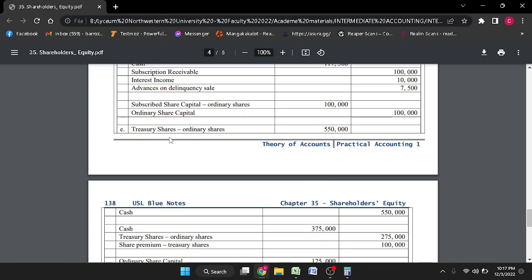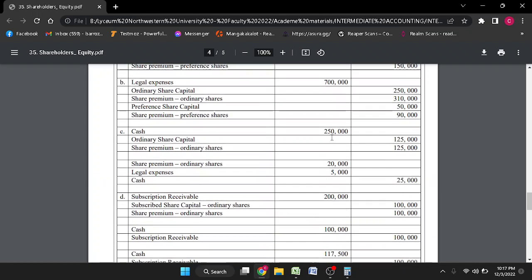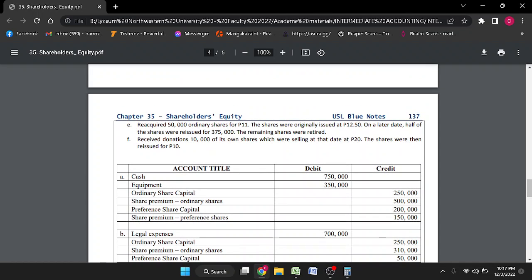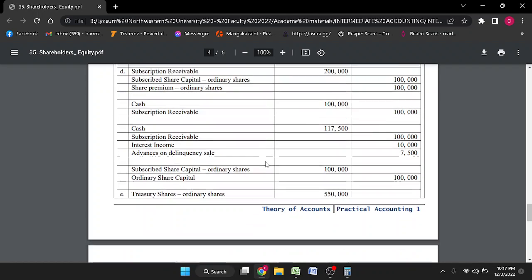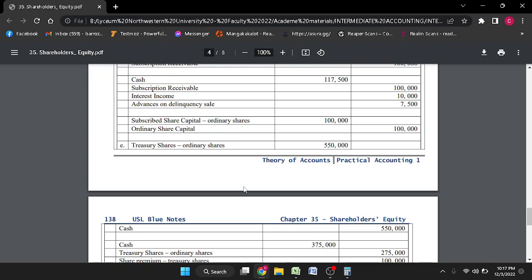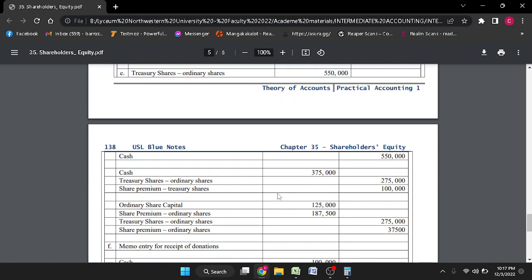Okay, treasury shares 550. Okay, because 50,000 shares times 11 is 550,000, and we paid full cash. Okay, we sold half. So 300 for 375. Okay. Treasury shares issued. Debit cash, credit treasury shares, ordinary shares, 275.